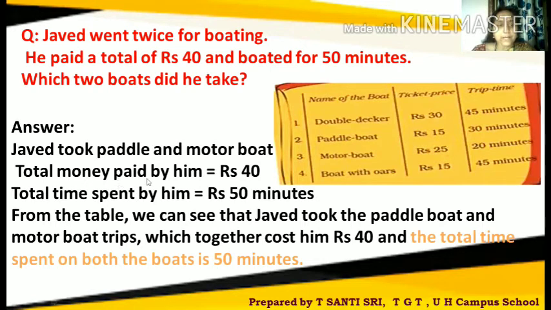Total money paid by him is 40 rupees. Total time spent by him is 50 minutes. From the table, we can see that Javed took the paddle boat and the motor boat trips, which together cost him 40 rupees, and the total time spent on the boats is 50 minutes.